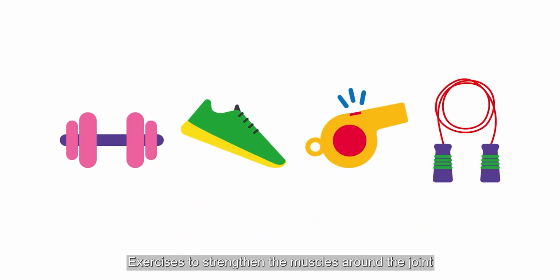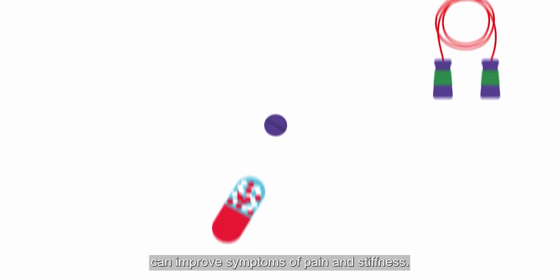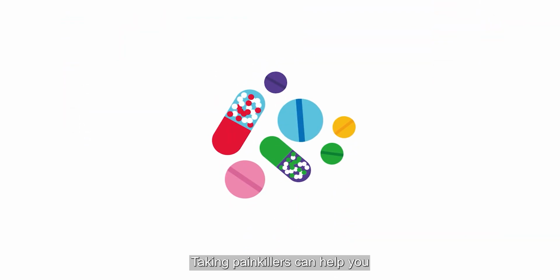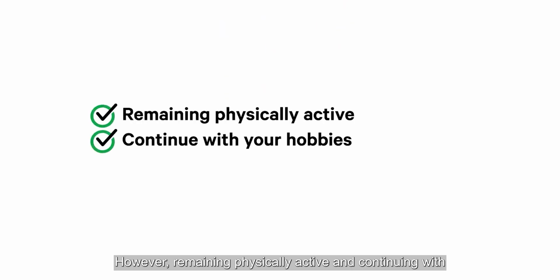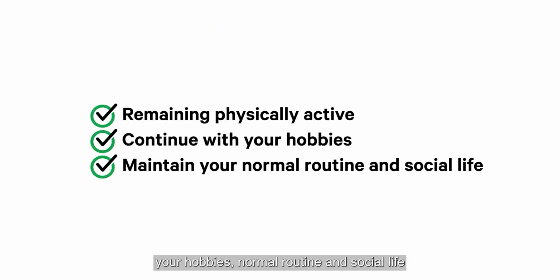Exercises to strengthen the muscles around the joint can improve symptoms of pain and stiffness. Taking painkillers can help you stay active and exercise. It can be tough having osteoarthritis. However, remaining physically active and continuing with your hobbies, normal routine and social life can help you manage your condition.